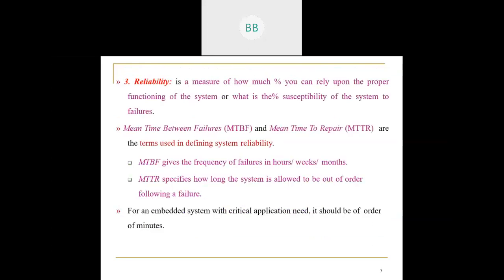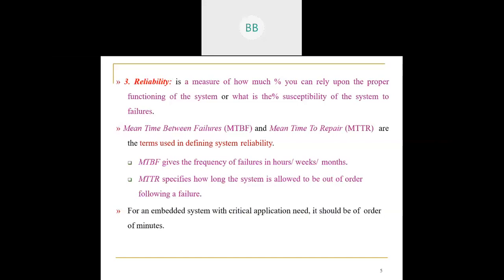The third type of attribute is reliability. Reliability is a measure of in what percentage we rely on the system. Let me take an example of the banking sector. Generally, in our society, most of the people rely more on nationalized banks compared to the non-banking financial sectors because we believe that nationalized banks are more reliable, guaranteed, and chances of failure are less. That is, the percentage susceptibility of the system to failures is very less than the privatized banks.